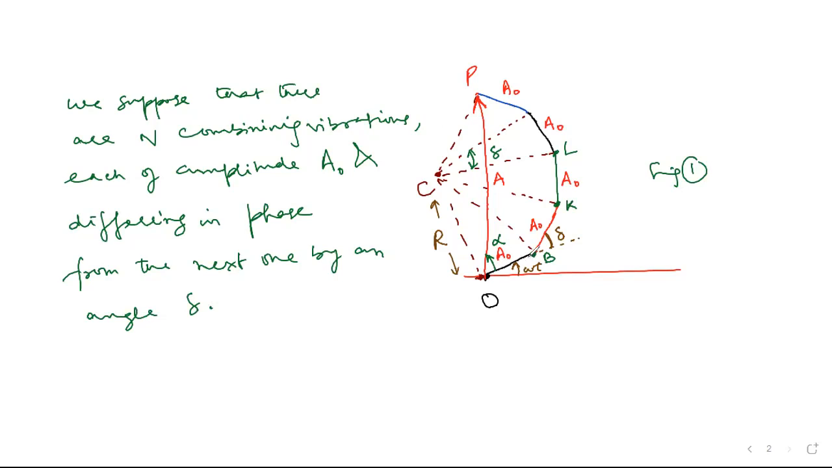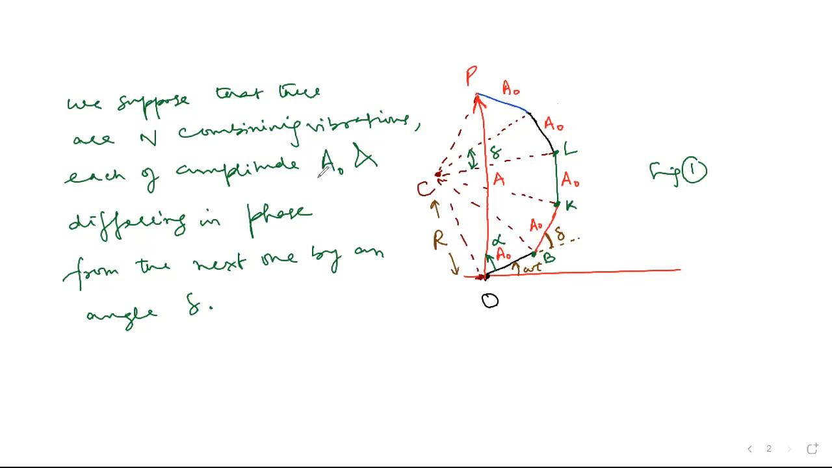Now, this is one vector with length A naught, this another vector with length A naught, this another vector with length A naught, and so on. So we are using rotating vectors to represent the combining SHMs. I have shown 1, 2, 3, 4, 5, but you have to imagine there are n combining vibrations. Each vector with length A naught is representing a combining simple harmonic motion, right? All the 5 which I have shown in the figure have length A naught. That means the SHM represented by these vectors have amplitude A naught.